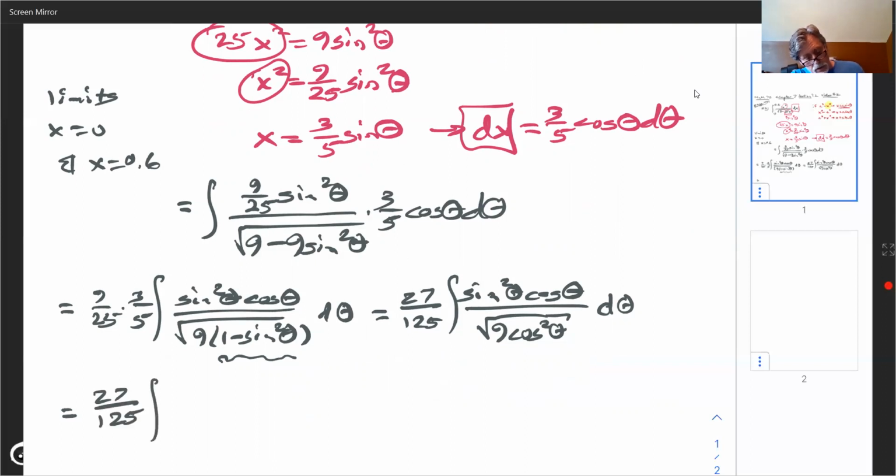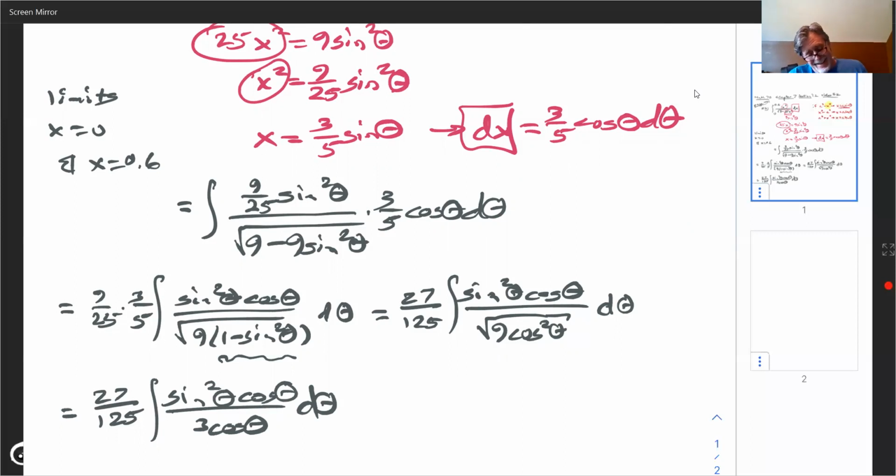I'm now to this point where I can say sine squared cosine divided by, and we get to square root, as long as cosine's positive, we assume it is, and we square root and we get 3 cosine theta d theta. Oh, this is a glorious problem. I can see where this is going. I don't know what I'm talking about.